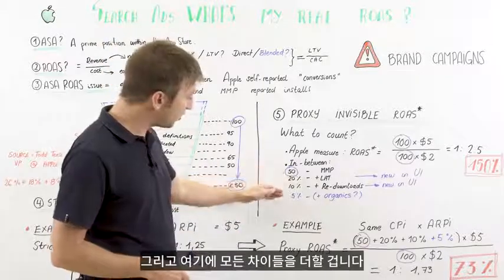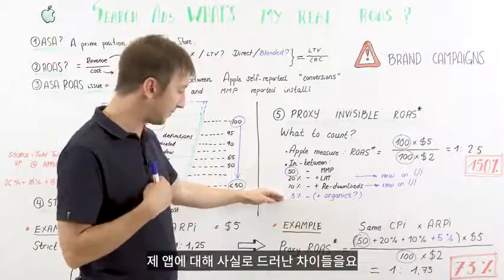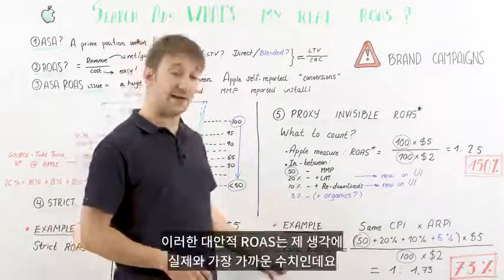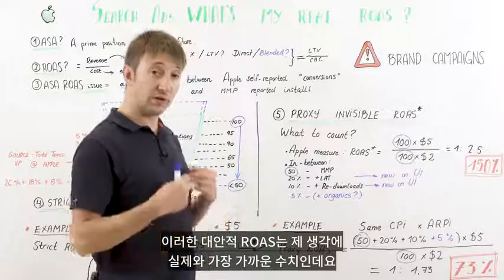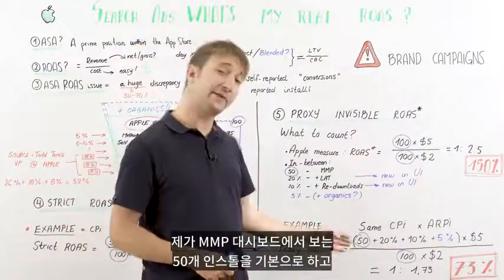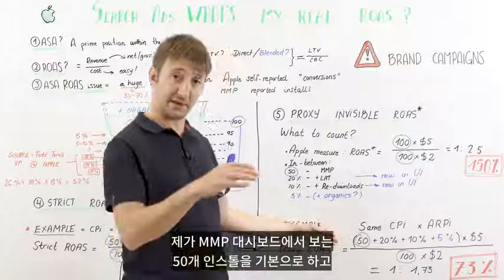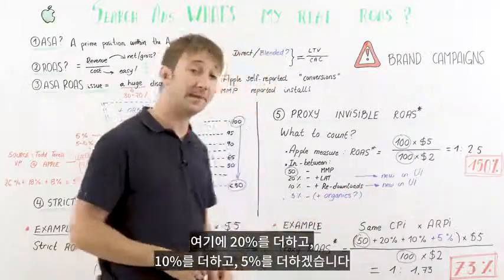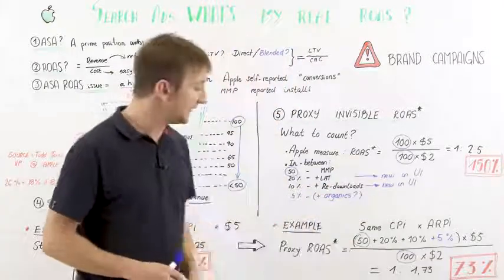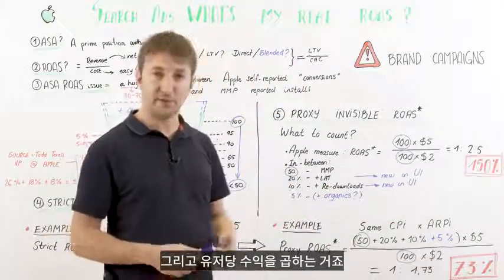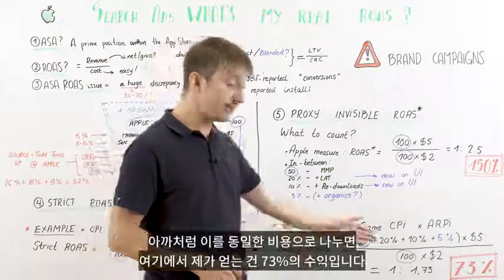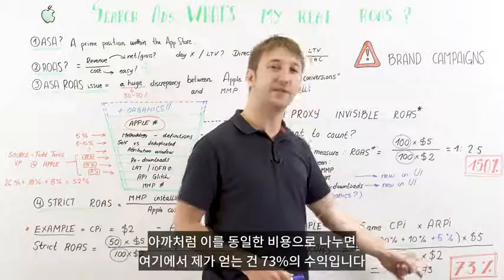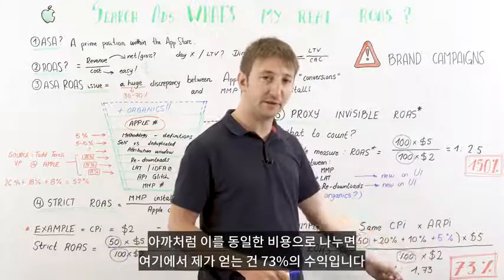And I'm going to add all these differences that are true for my app. So let's get to the final calculation today. This proxy ROAS, which I believe is the closest to the real one, takes the 50 installs I'm seeing in my MMP dashboard. I'm adding 20% on top of it. I'm adding 10% on top of it. I'm adding 5% on top of it. And I multiply this by my revenue per user, by my $5. I divide by the same cost as usual. And what I'm getting here is a 73% positive return.